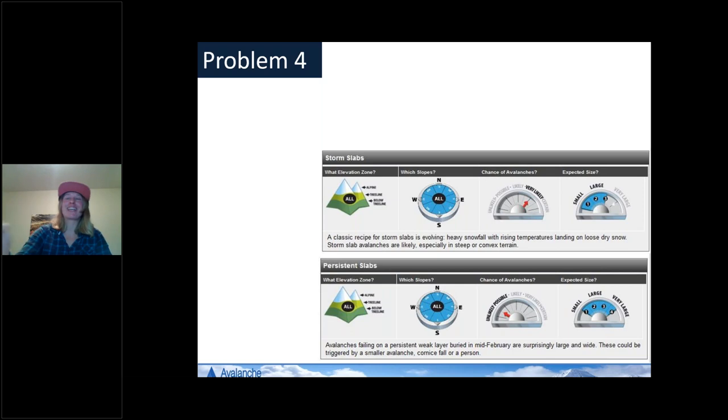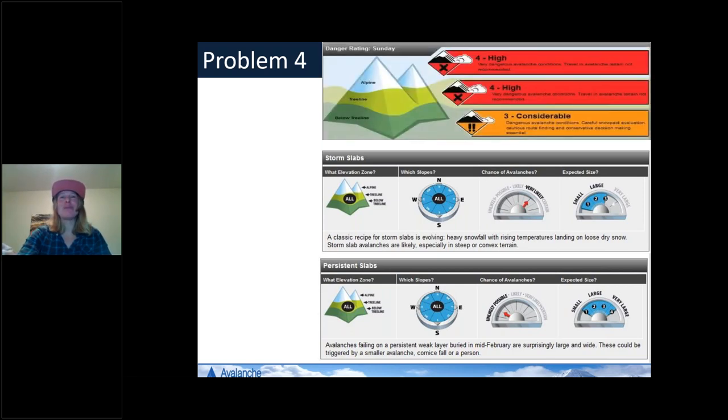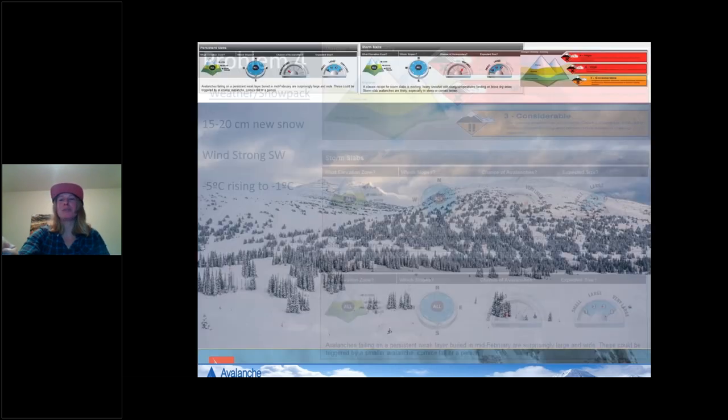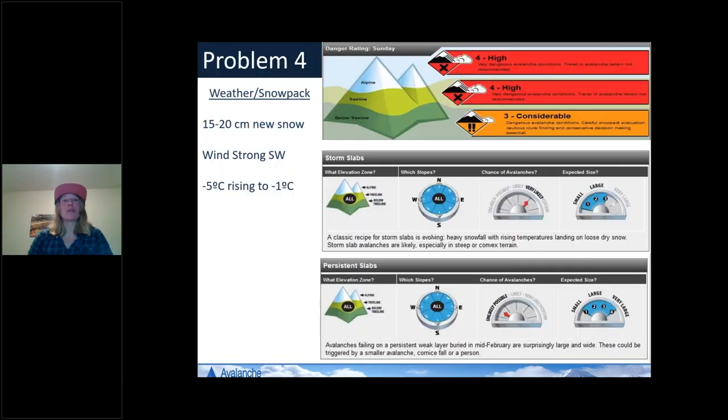So our next problem, we're going to look at what happens when all hell is breaking loose. This is a pretty bad forecast, right? A lot of people might just decide to stay at home, and that's kind of what we're recommending here. Don't go if it's high, and even below tree line, it's considerable. A lot of people die at considerable, right?